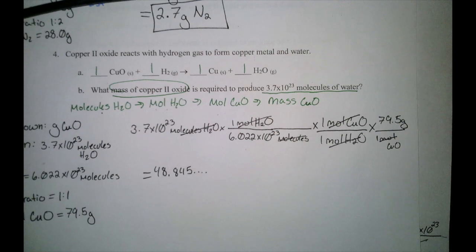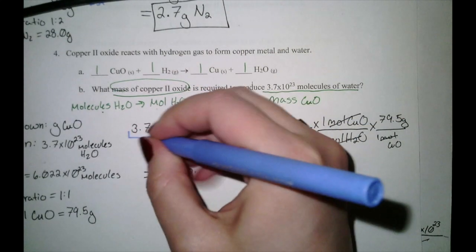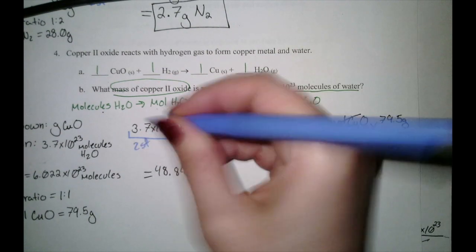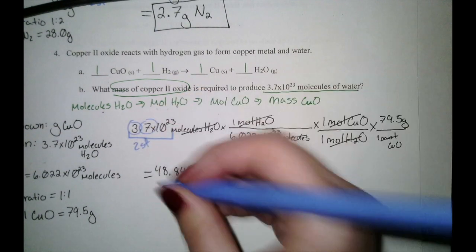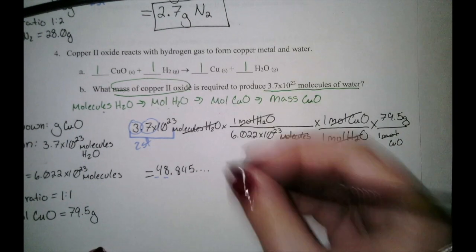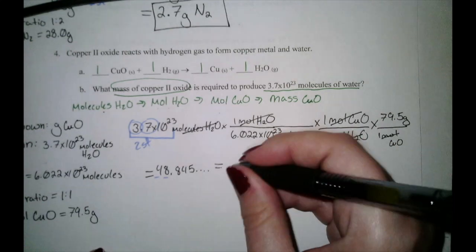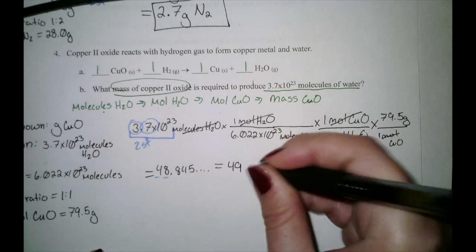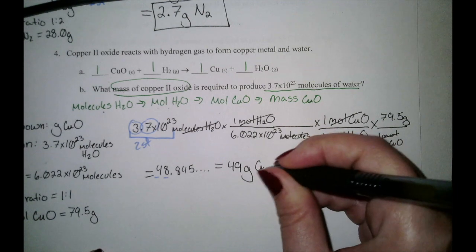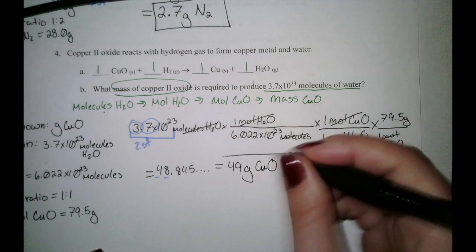Significant figure time. Our starting number has just 2 significant figures, the 3 and the 7. So we need to round our final answer to 2 significant figures. So that means our final answer is going to be 49 grams of copper 2 oxide.